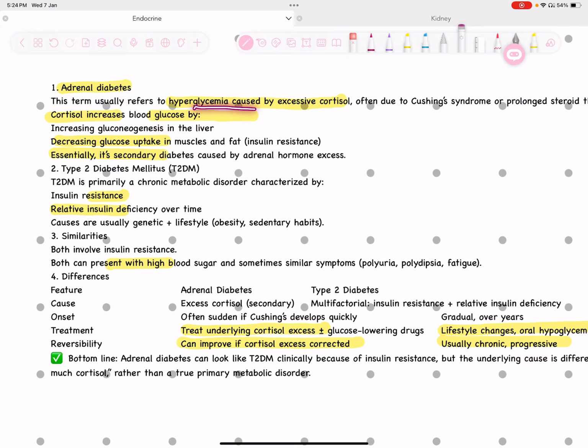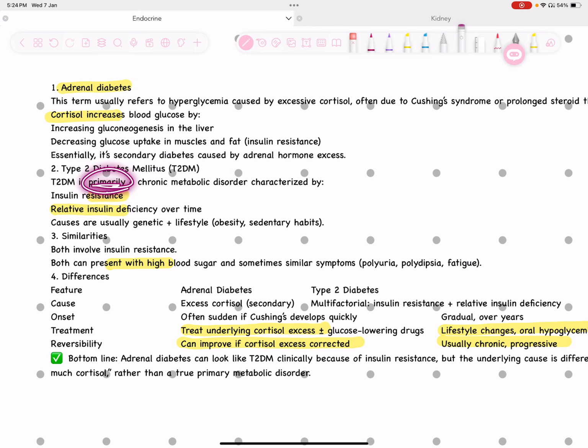Here, hyperglycemia is caused by excessive cortisol. And why is the cortisol increased? Cortisol increases because of increased gluconeogenesis in the liver and decreased glucose uptake in the muscles and fat. So why is there a decrease in glucose uptake? Because of insulin resistance. This is secondary diabetes.